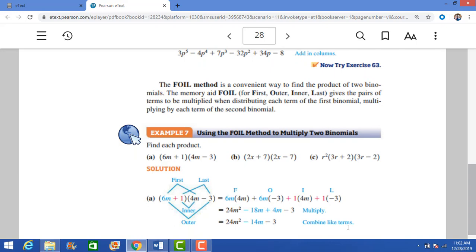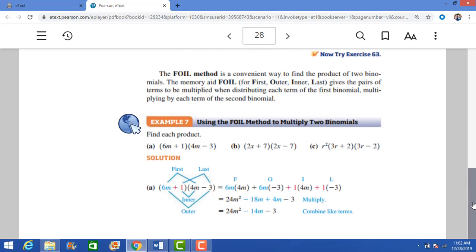Okay, so this is what we did here. And then you simplify by combining like terms, right? So here we have two middle terms that are the same combined. So we're going to combine them and we get negative 14m, and this is our final answer. Okay, and we can do the same thing for each one of these. Just use the FOIL method.